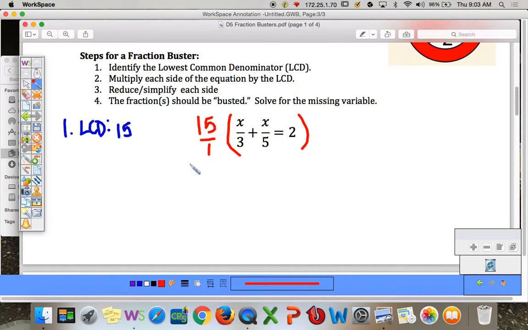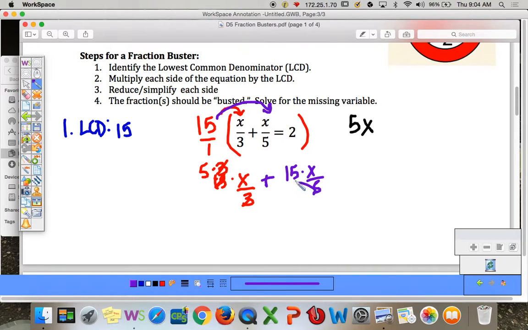Okay, so here's what happens. We have 15 times our first fraction. And if I write that out, I have 15 times x over 3. And we know that 15 is the same as 5 times 3, and so the 3's cancel. So that will be 5x. I'm going to write it over here. Plus, we have 15 times x over 5. And I know that I can divide this out. 15 divided by 5 is 3. Right, so if we had 3 times 5, we cross off the 5's. And we have plus 3x.